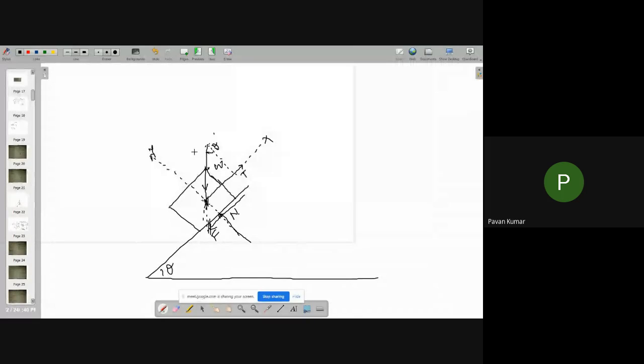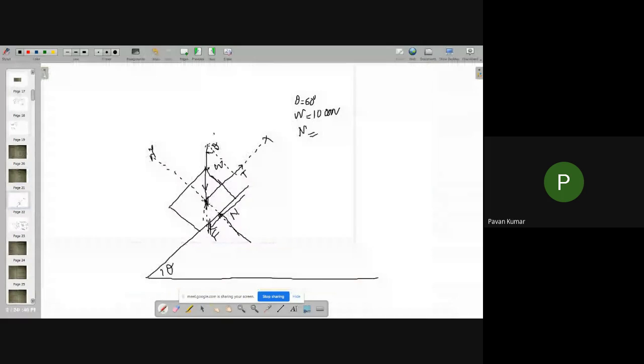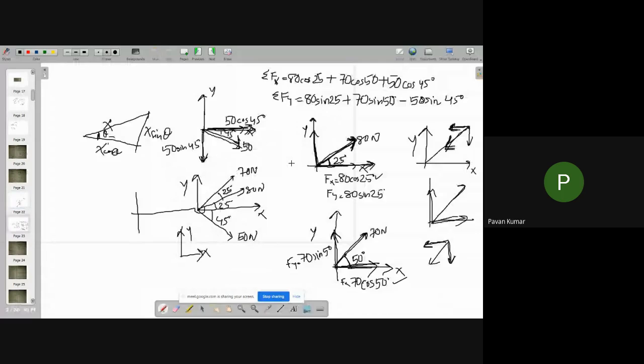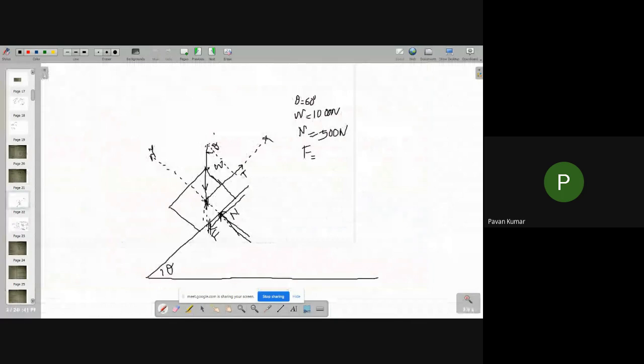Now we will check the given data. Theta is 60, W is 1000 newton. N, the normal force which is acting upwards, is 500 newton, then force F is 100 newton, and this force T is 1200 newton. Okay, we have the given data, now we can solve.